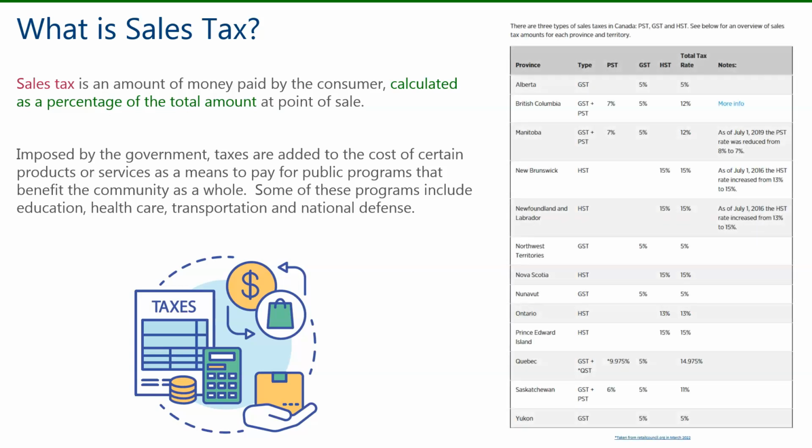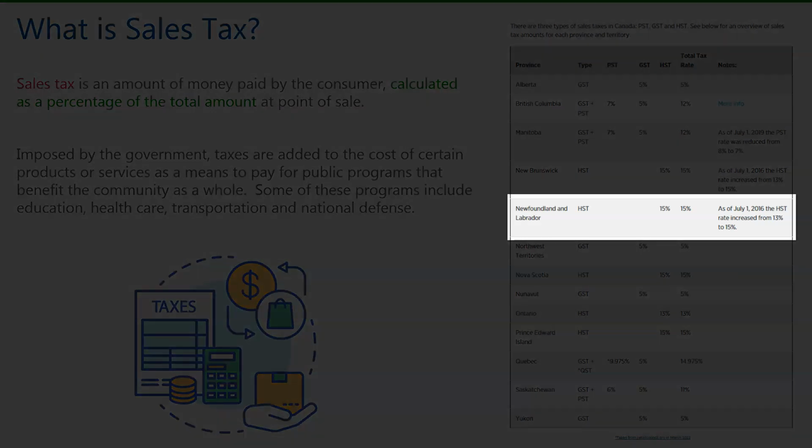Listed in the table to the right are the current provincial sales tax rates across Canada, according to the retailcouncil.org. Currently, in Newfoundland and Labrador, the sales tax rate is 15% and is the rate that we will use to complete the questions that follow.